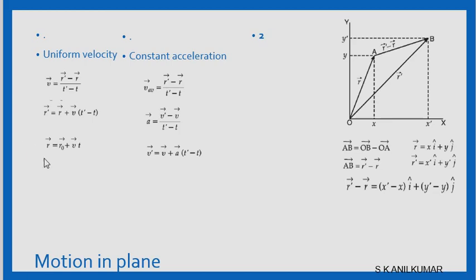So here it is: initial position plus velocity into time. Here it is: original velocity plus acceleration into change in time. This is how the constant acceleration formula works out.